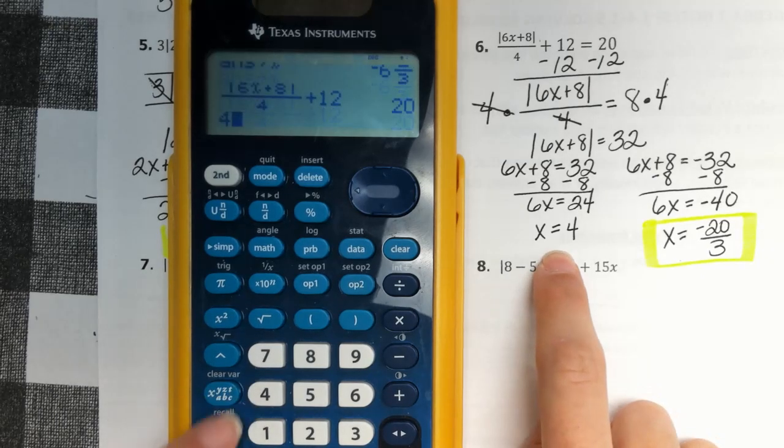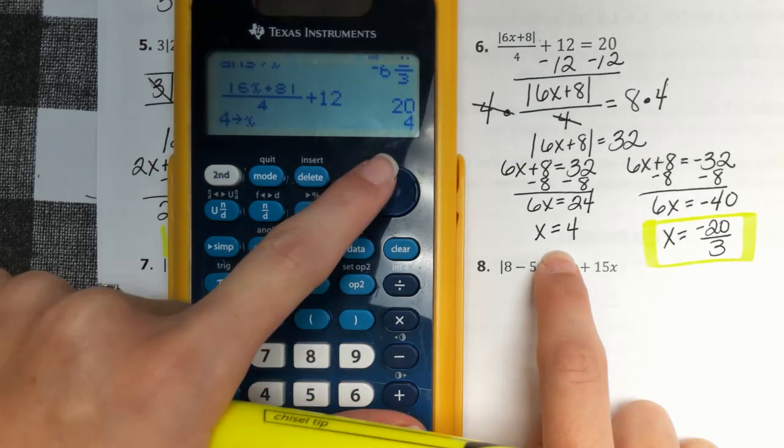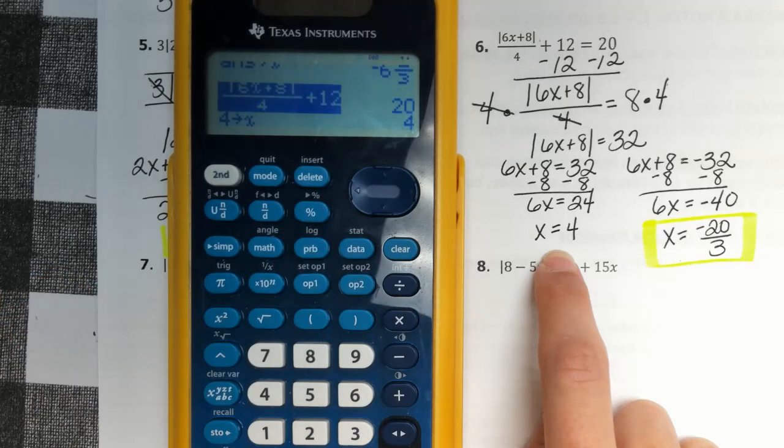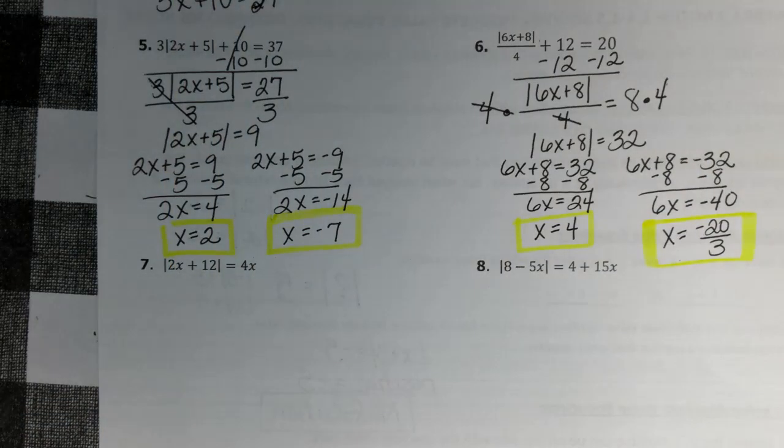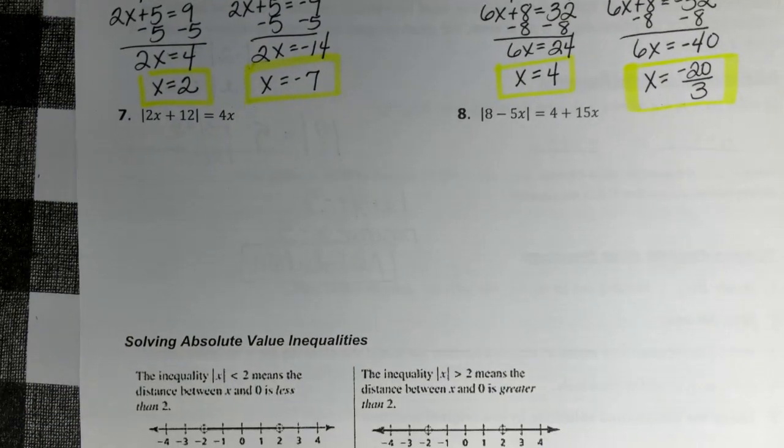So now I'm going to take 4, store for x, go up and grab my original, also gives me 20, so I'm good. Okay?